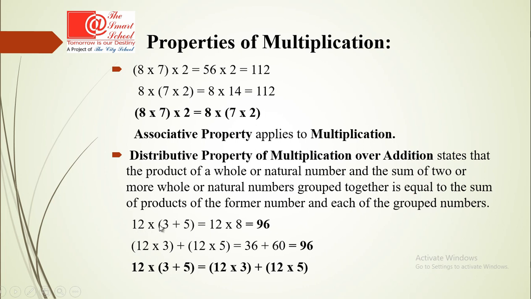Now 12 multiplied by inside the bracket 3 plus 5. So it means 12 multiplied by 8, because 3 plus 5 is 8, and the answer is 96. And if you write it in a different way, like 12 multiplied by 3 and then 12 multiplied by 5 and then we add these two, it will be 36 plus 60, and the answer is 96. So we can say 12 multiplied by inside the bracket 3 plus 5 equals 12 multiplied by 3 plus 12 multiplied by 5. So distributive property of multiplication over addition is proved.